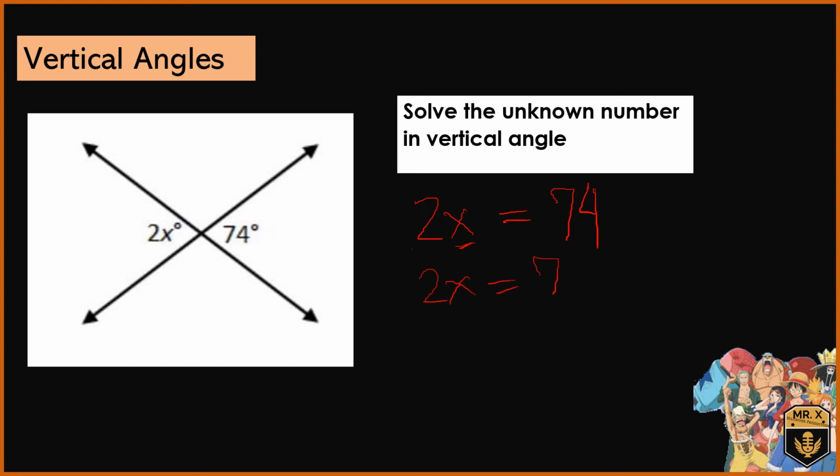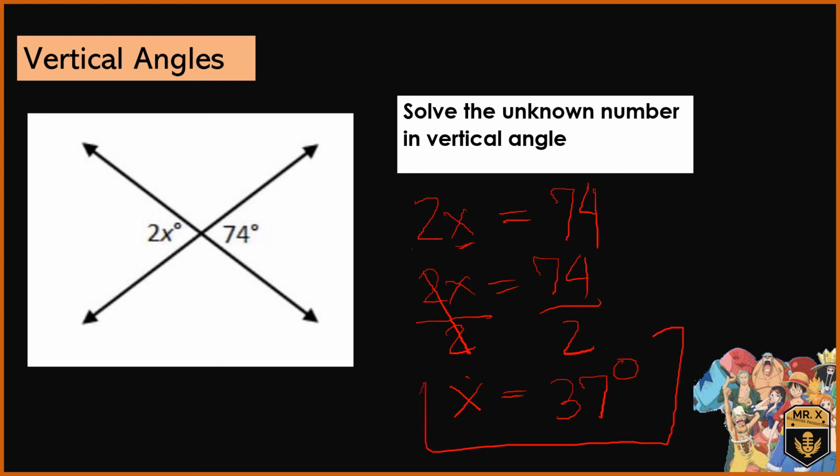Okay, atong i-divide by 2, no? Para si x ra ang mabilin. So, 2 divided by 2, that's 1, or we have x. Then 74 divided by 2 is 37. So x is 37 degrees. Ano ka simple class? If you have question, just PM me in Messenger.